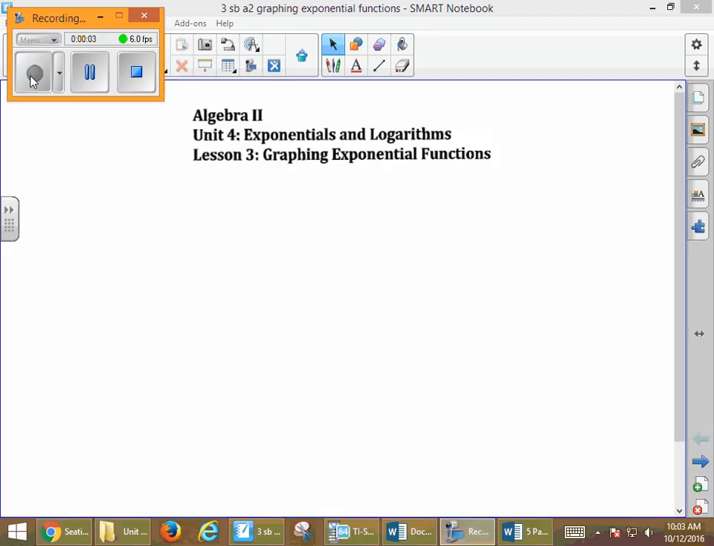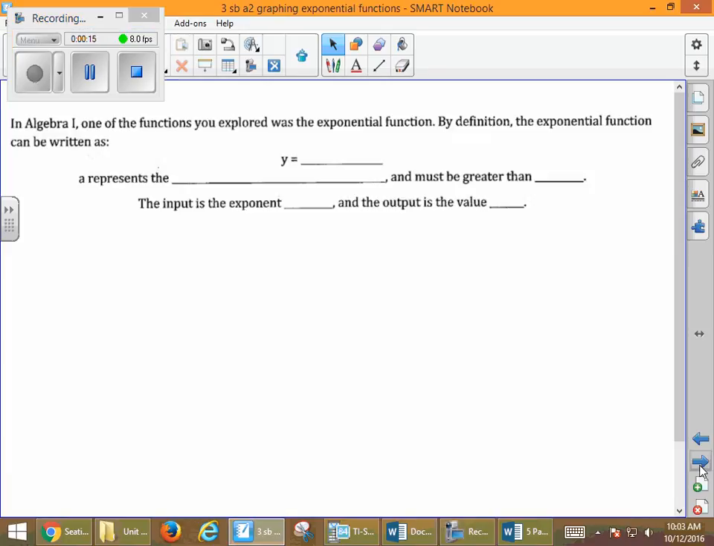Graphing exponential functions, and a graphing calculator could be very helpful to you. As you look down the paper, you see that there are grids on here that we're going to have to graph with. But in Algebra 1, one of the functions you explored was the exponential function.